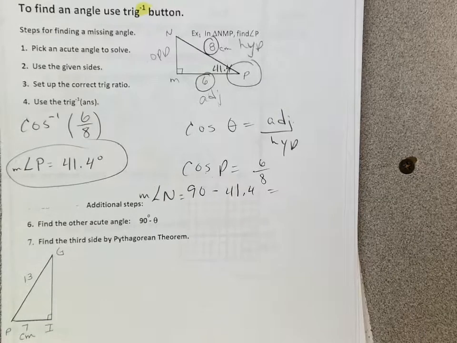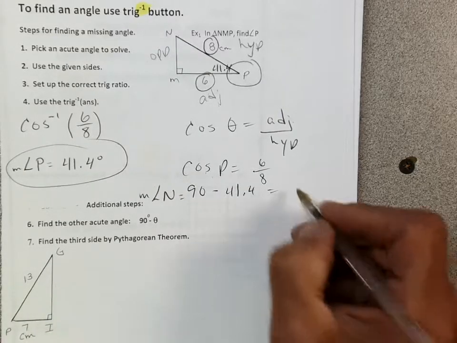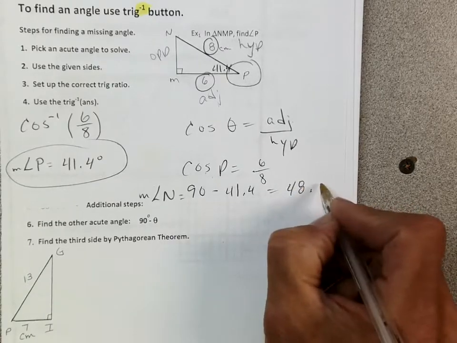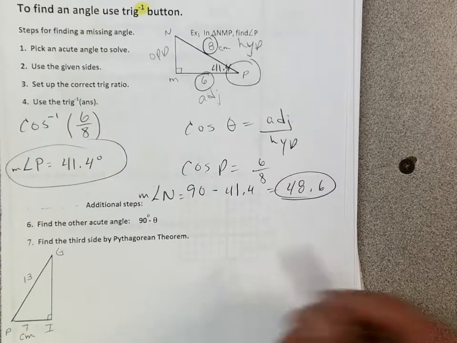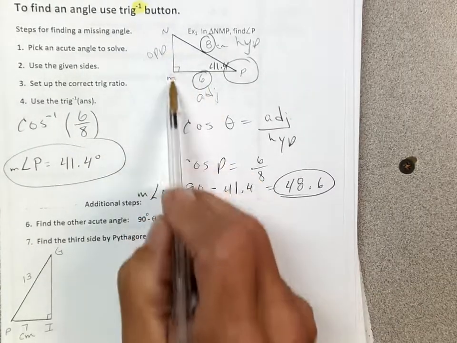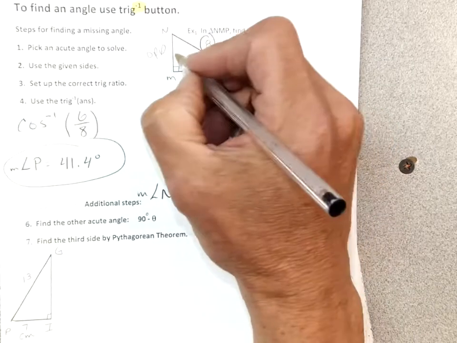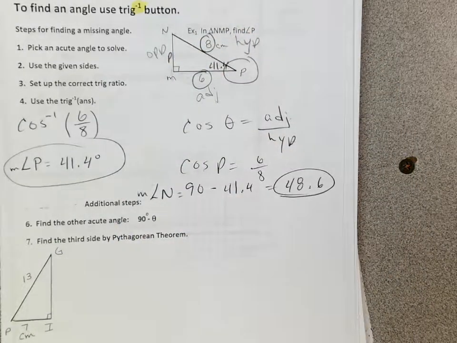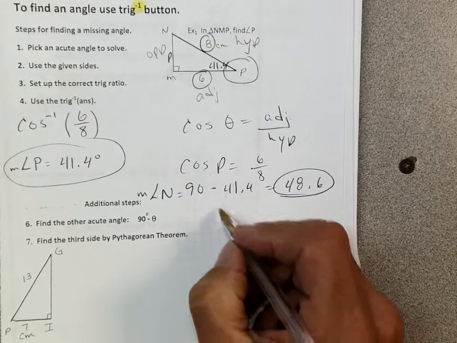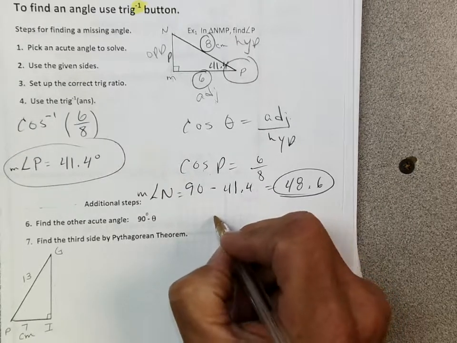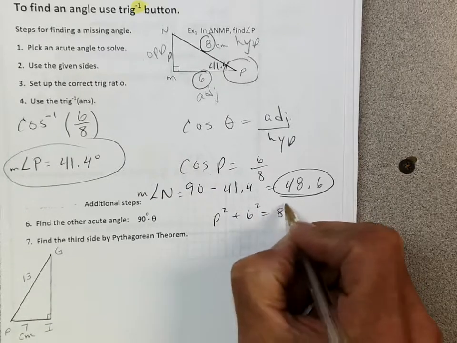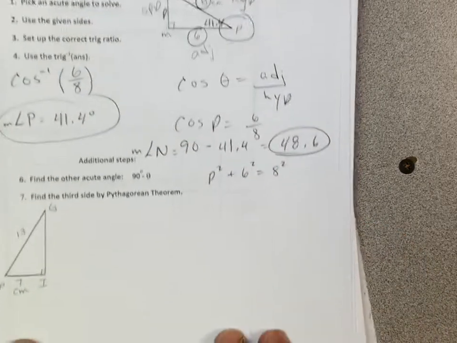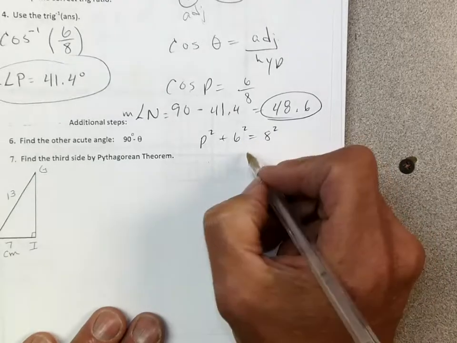And then 90 minus 41.4, I get about 48.6 for angle N, right? And then finally, if I want to find little p, I can just use Pythagoras theorem, right? Let's go: p squared plus 6 squared equals 8 squared, right? Just use Pythagoras theorem.